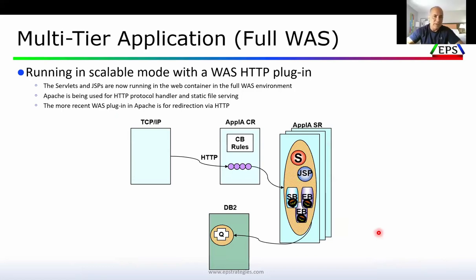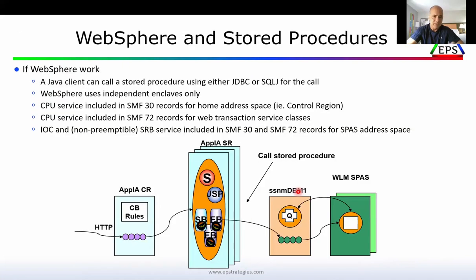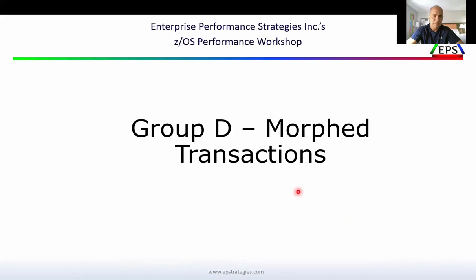And this is just a similar example for WebSphere. For those people who are using WebSphere, you have the CB classification rules. They run in enclaves. This is very similar to the DDF stored procedure type of example I showed you earlier. Everything's accumulated back to the controller region and the CPU time we know about, so we can give it response time goals, velocity goals, and multiple period service classes. And this is the same thing calling a stored procedure.